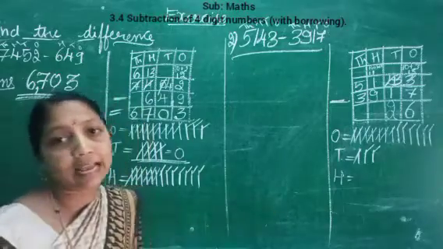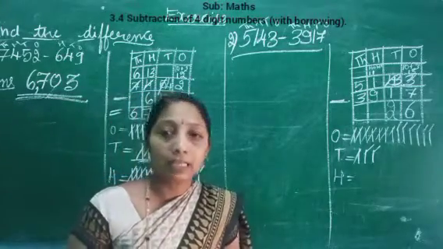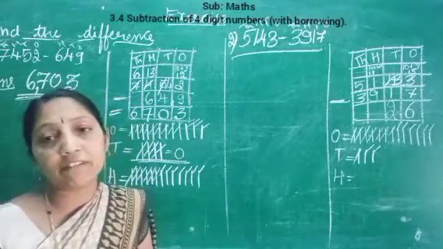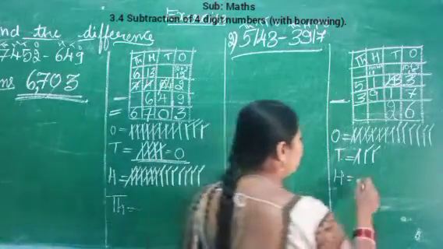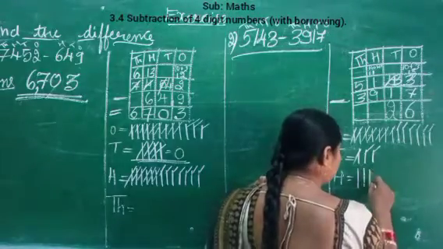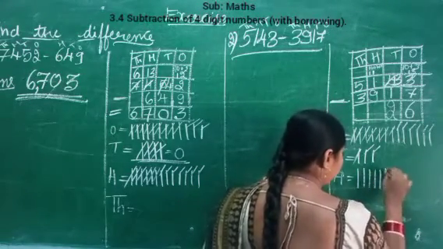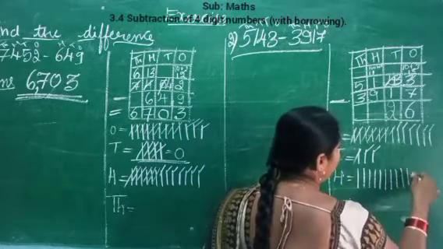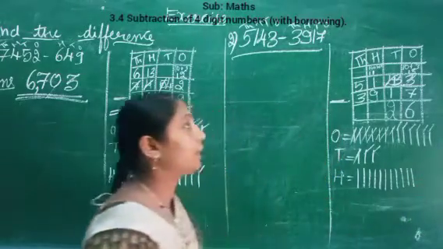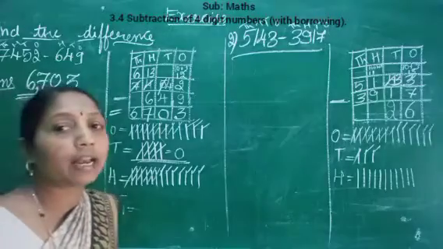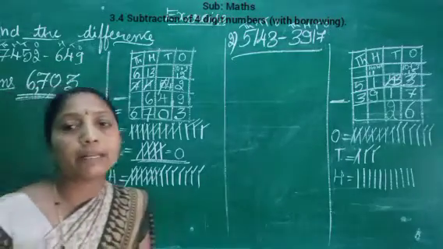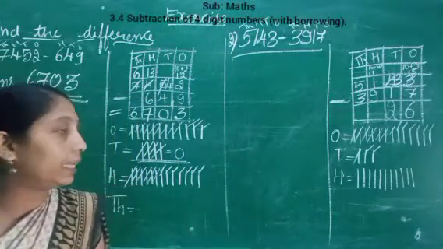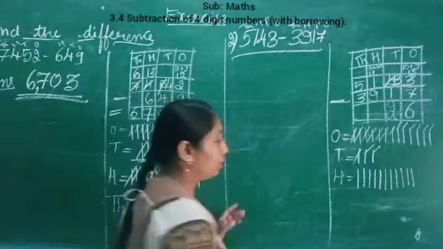1100 minus 900 is easily subtracted. Next step, what have you taken? You draw the 11 lines: 1, 2, 3, 4, 5, 6, 7, 8, 9, 10, 11. Which number is below 11? The number below 11 is 9. How many lines do you leave there? You leave 9 lines.